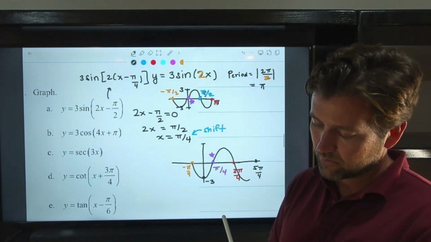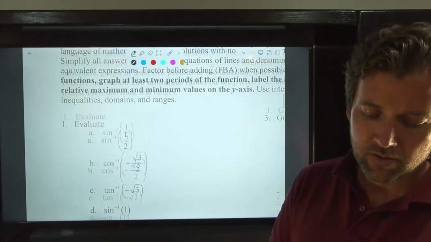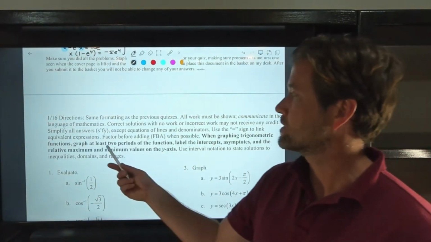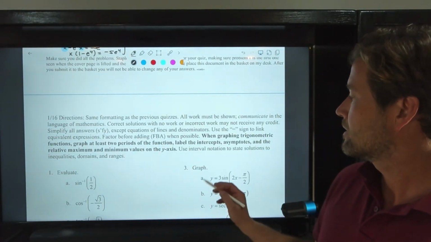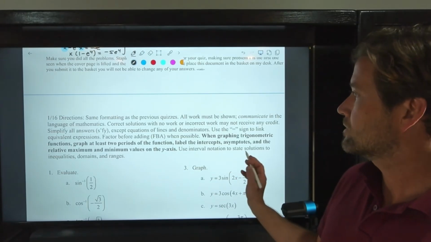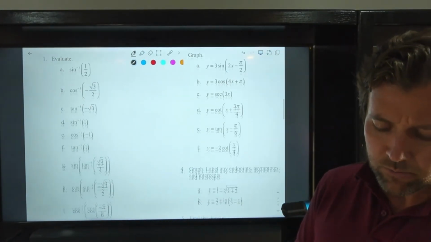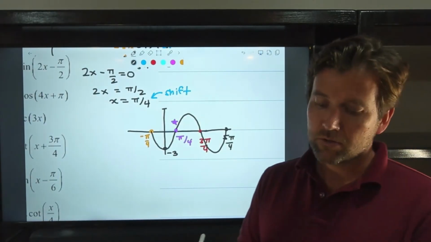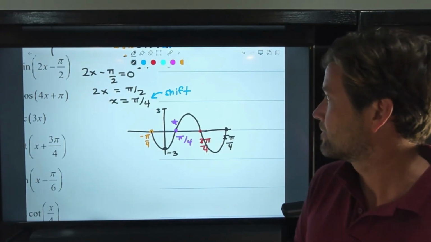Now, I have 1.5 periods drawn, and the directions say when graphing trigonometric functions, graph at least 2 periods of the function, label the intercepts. If there's any asymptotes, label those, and label the relative max and min values on the y-axis. And so that's what I'm doing right here when I've labeled -3 here. I've labeled the relative min. The relative max is 3.